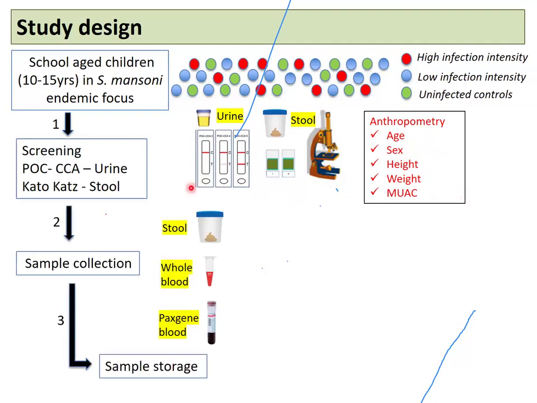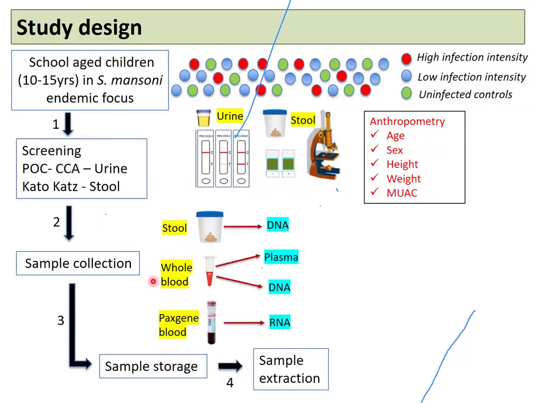So after screening, we recruited children, and the ones who were recruited, we did some sample collection where we took a stool sample, we took a whole blood sample, and we also took PAXgene blood. From there, from the stool, we extracted the fecal DNA. From the whole blood, we were able to obtain plasma and also DNA, and from the PAXgene blood, we were able to extract RNA.